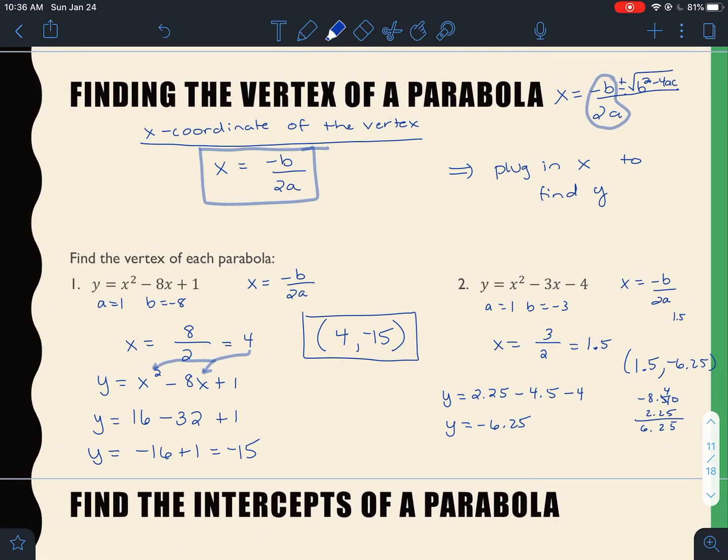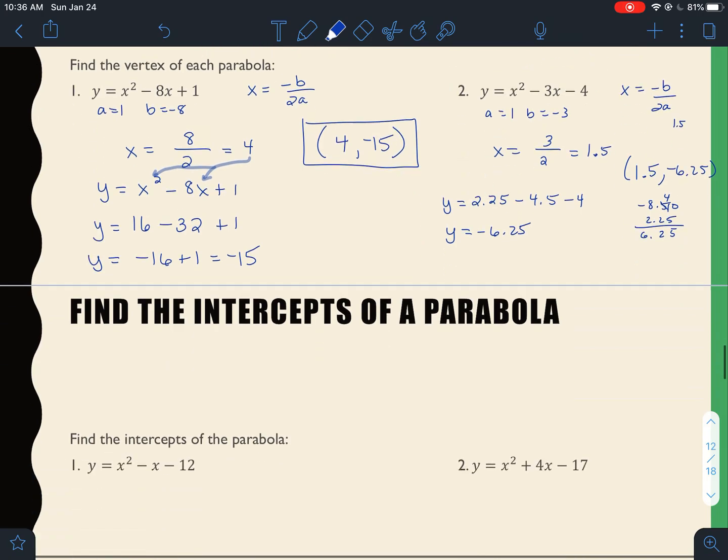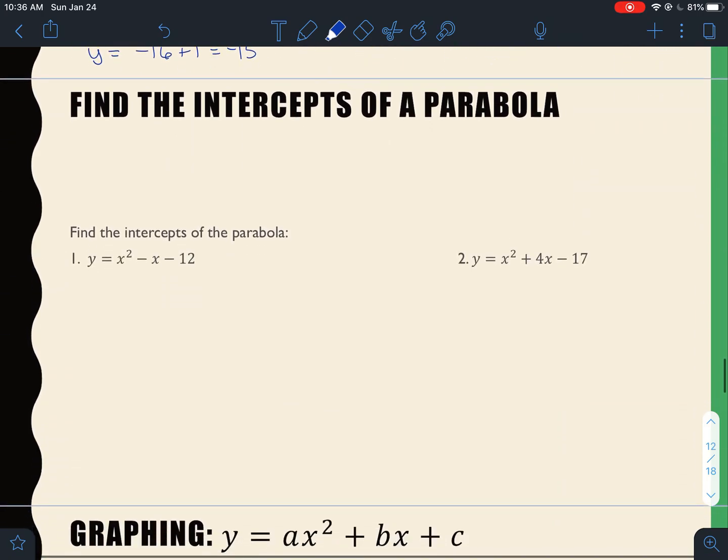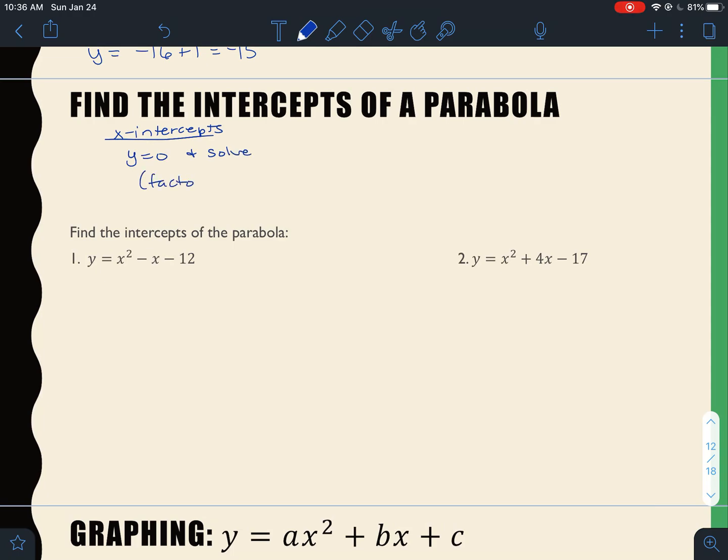All right. The other key points to be able to graph a parabola are called the intercepts. So to find the intercepts of a parabola, remember, to find x-intercepts, you're going to let y equal 0 and solve. And we're going to solve by factoring. To find the y-intercept of a parabola, you just let x equal 0, and then you're going to solve for y.